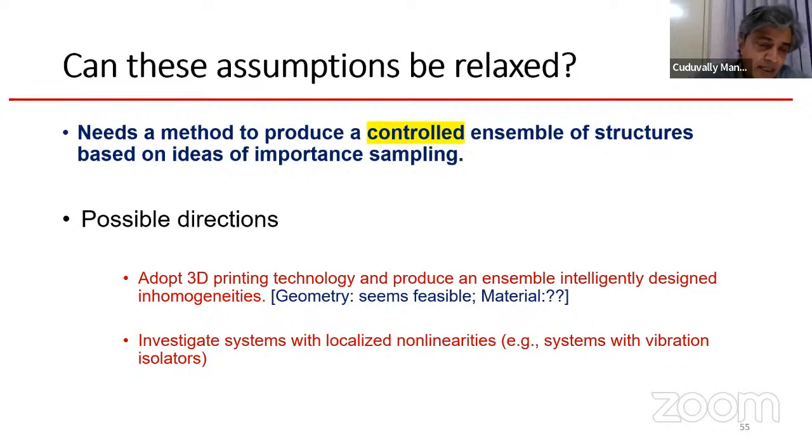So, for example, one thing I could think of is that you can combine 3D printing with an ensemble to produce an ensemble of intelligently designed inhomogeneities. So you can handle geometry, but material inhomogeneities, I don't know how to do it. Maybe 3D printing might be able to do it, but I don't know about that. Another possibility is that we can investigate systems with localized nonlinearities. For example, you have shock absorbers or vibration isolators where nonlinearity is confined to only that. Then the main body of the system can still be linear, but the nonlinearity can be localized, and that part can be replaced, and we can test an ensemble.